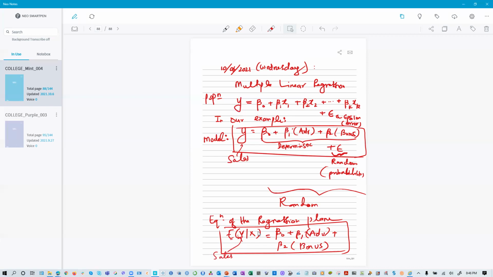For given x1 and x2, both. We don't have one only, we have two. For a given x1 and x2, what would be the value of y? So for a given x1, meaning given value of advertising and bonus, what is the value of this? It is given as an expectation. Expected value of y given x1 and x2 is nothing but expected value of sales given advertising and bonus.